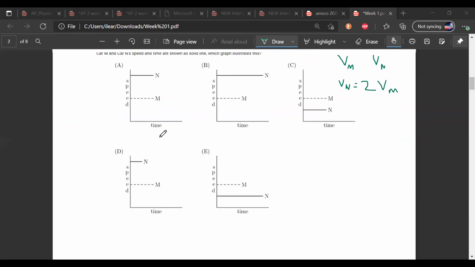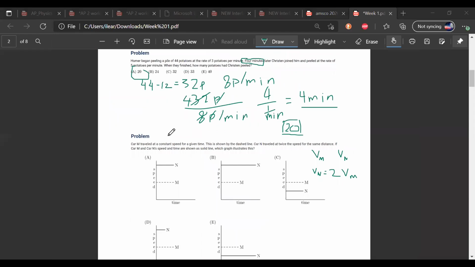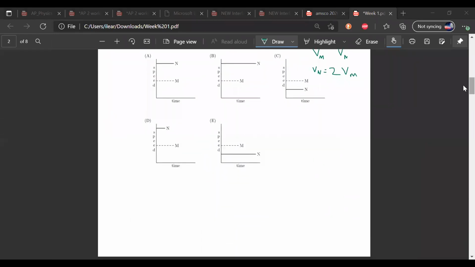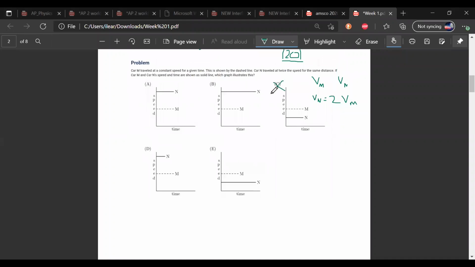Let me zoom out slightly and let's look at this problem. Right. So if we know Vn is equal to 2Vm, then we can cross out this, right? Because here we can get that Vm is actually equal to 2Vn, which is wrong. It should be the other way around. Similarly, we can also cross out E. So now that's nice and dandy.